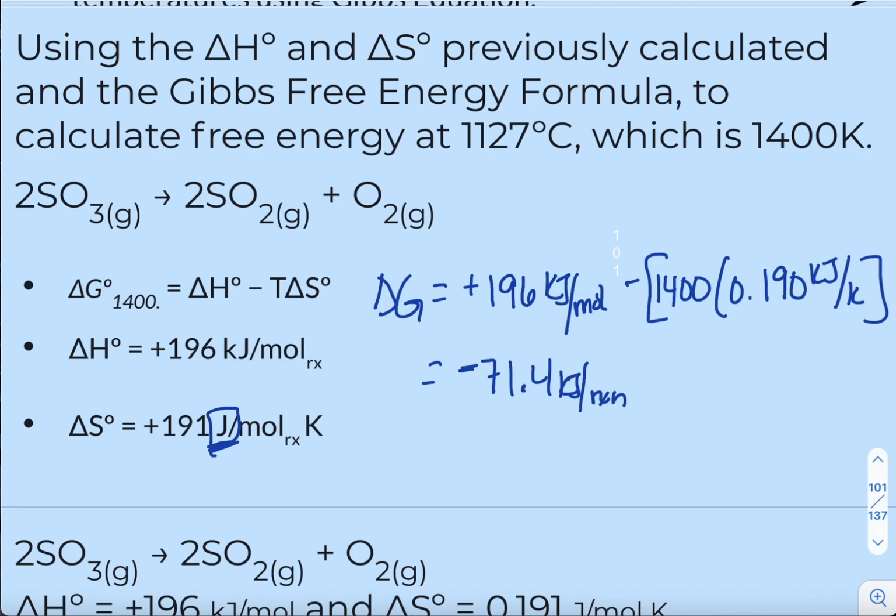So this reaction at 1400 Kelvin is favorable. Okay? At 298 Kelvin or 25 degrees Celsius, it was not favorable. It was not thermodynamically favorable. So the temperature obviously changes the favorability.